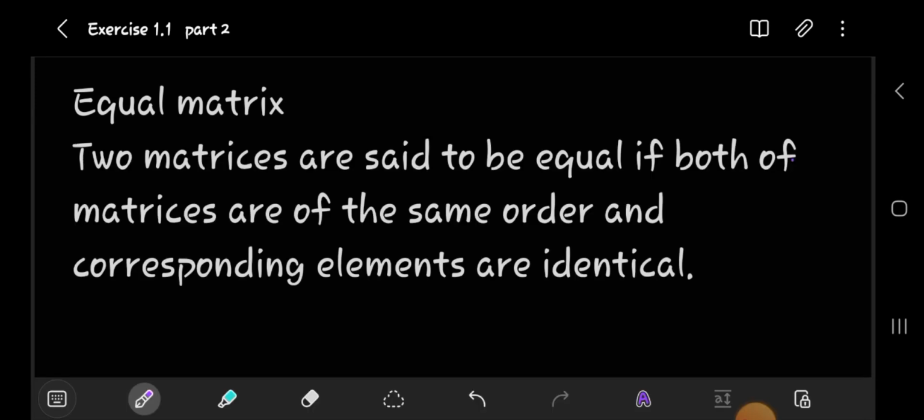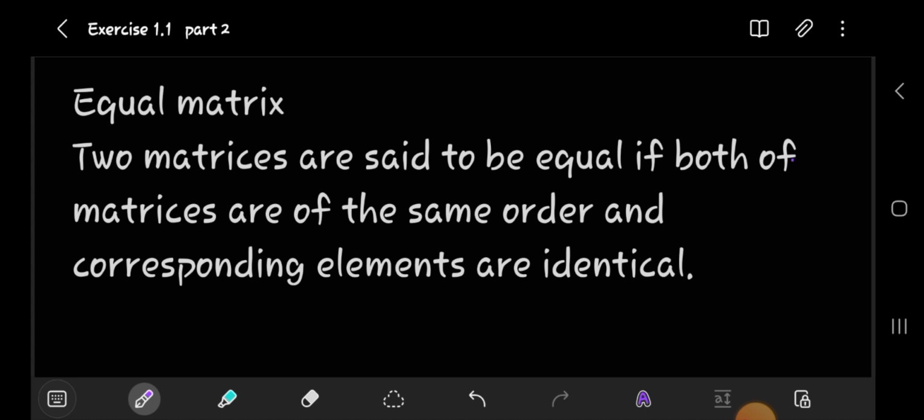Today we have the next topic, that is equal matrices. Before discussing the question, we need to discuss equal matrices. The definition of equal matrices is that two matrices are said to be equal if and only if they have the same order, both matrices are of the same order, and corresponding elements are identical.